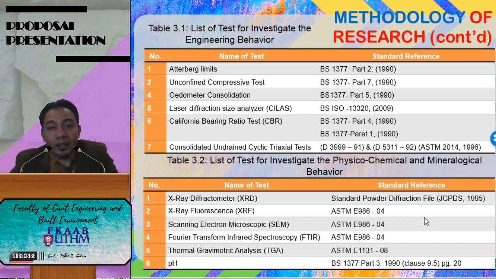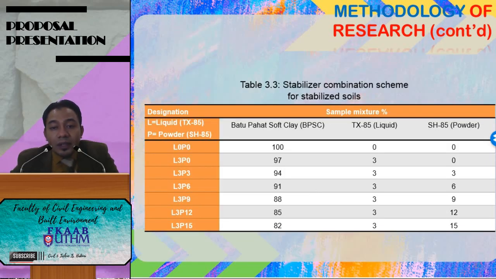Okay, this is table 3.1, list of the tests to investigate the engineering behavior. This is the standard reference. Basically, we use British Standard and also ASTM. Table 3.2, list of tests to investigate the physico-chemical and mineralogy behavior. Okay, this is the stabilizer combination scheme for stabilized soil.